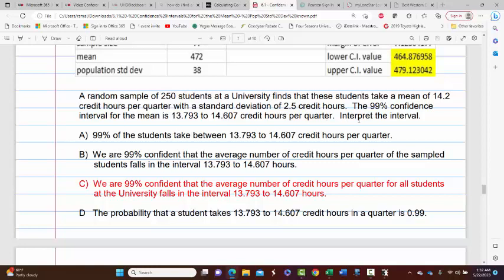Interpret the interval. So one thing to keep in mind, what we're doing is we're using sample data to approximate an interval where we have a 99% chance that the average of all students fits in the interval. So I'll look at the right answer, then I'll go back and look at some of the wrong answers. So the right answer here is C. We're 99% confident that the average number of credit hours per quarter for all students, keyword being all. So we're using that 250 to that falls in this interval.